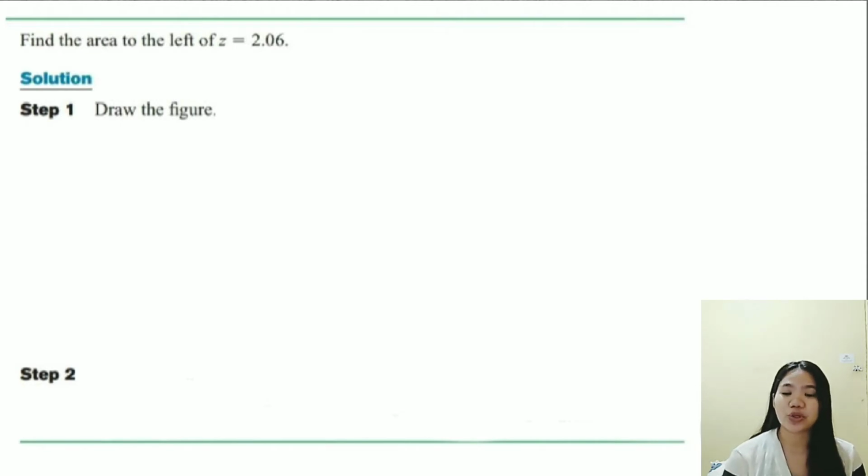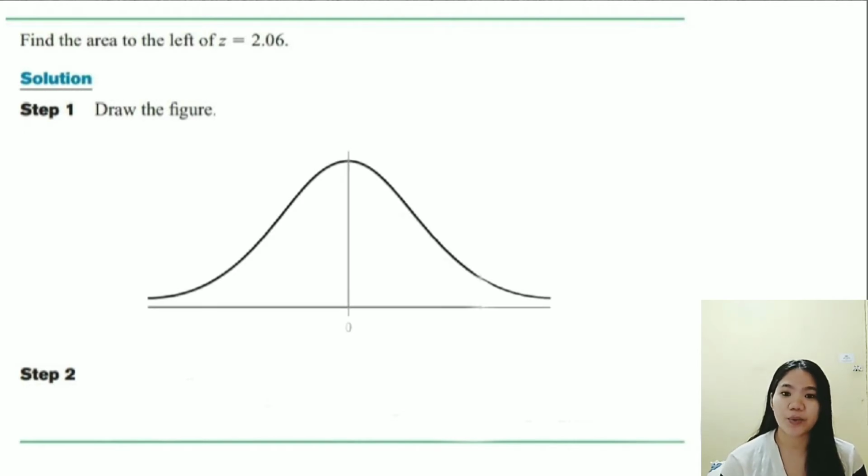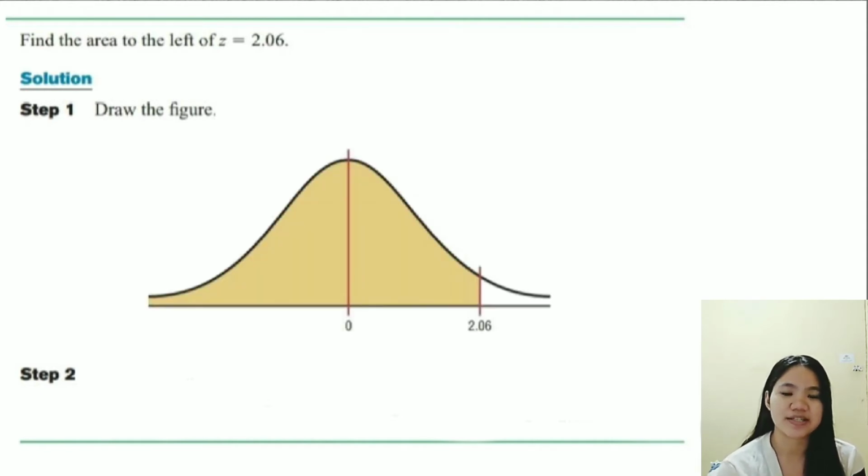So we are going to use the two-step process. First is to draw the normal distribution curve and shade the area. Here is our curve and we are going to put a line that would indicate positive 2.06. Since it is positive, we are going to put the line on the right side. And now that we have indicated the line at positive 2.06, we are going to shade the area to the left of positive 2.06.